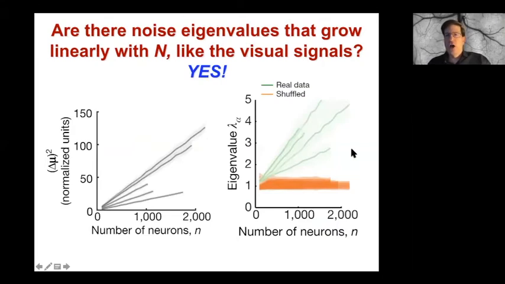So first, we took a look at the increase in visual signal with the number of neurons normalized by the number of cells. It grew linearly as one expected. And in real data, but not in trial shuffle data, we also found that there were eigenvalues of the noise covariance matrix that also continued to grow with the number of cells. And this is what would cause the saturation of D prime, but not in the shuffle data, as you can see.